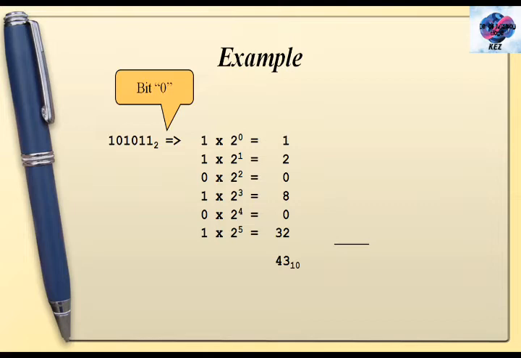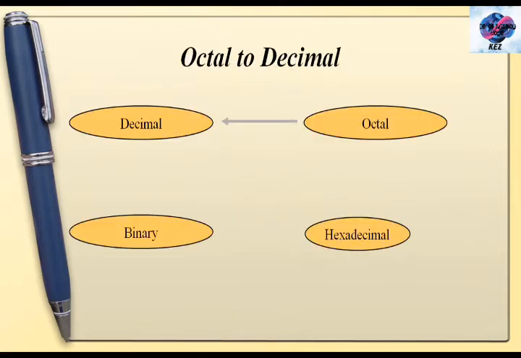Got it? So when you are converting from binary, you have to see all this. From the rightmost the weight will be 0, and since I have to convert from binary, the value should be 2 to the power n.